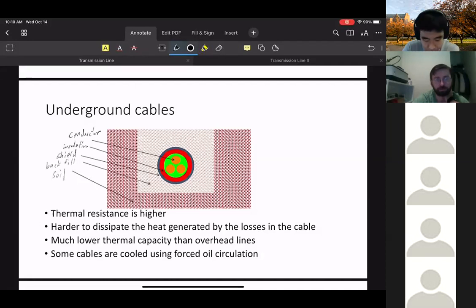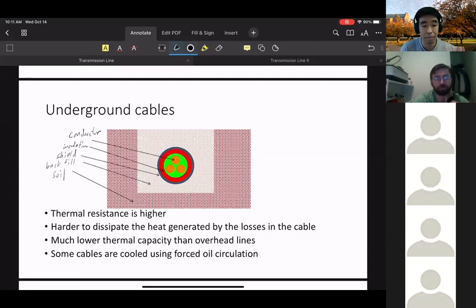Then you have soil outside. So there are a lot of steps to install an underground transmission line. And the thermal resistance is higher, so it's harder to get heat out of this line. That's why sometimes they carry less current. Anytime you pass current through this, especially underground lines, it will generate heat, but because it's underground, the heat doesn't get out as easily.